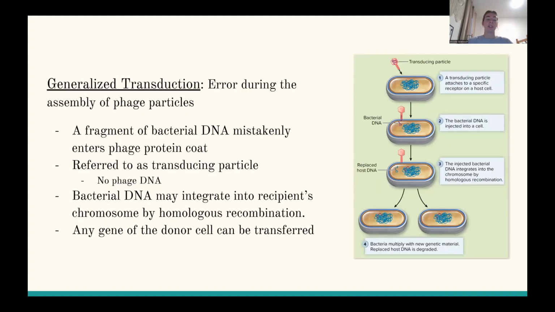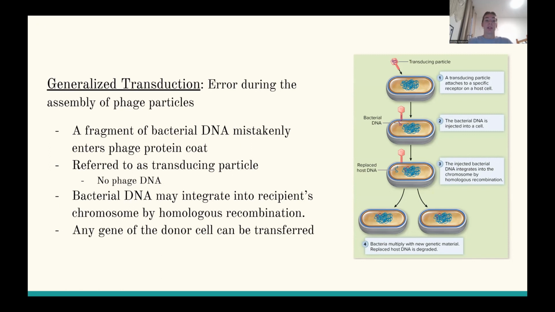There are two types of transduction. The first is generalized. Generalized transduction is an error during the assembly of phage particles. During the assembly, a piece of bacterial DNA enters the phage protein coat and creates a transducing particle.